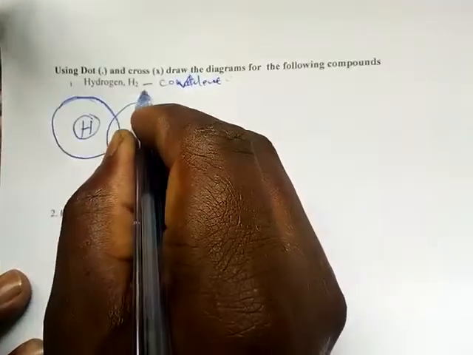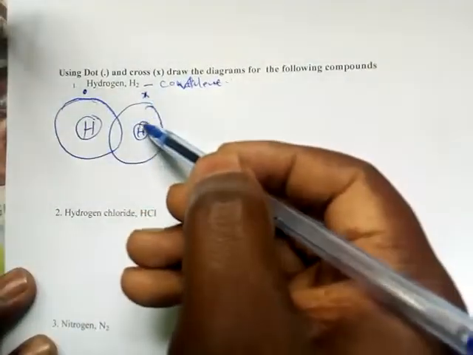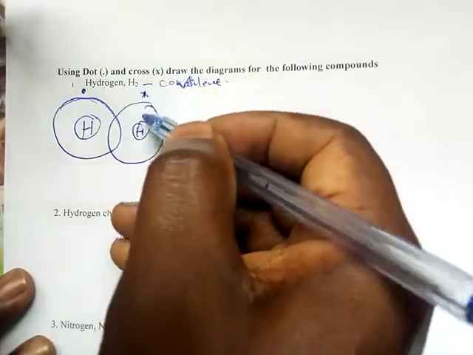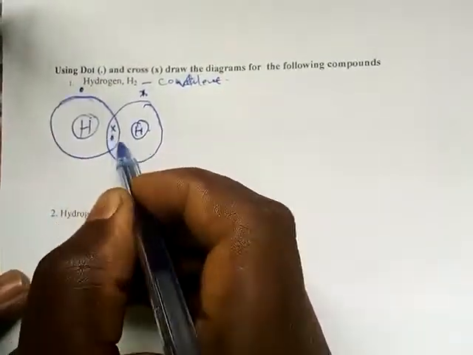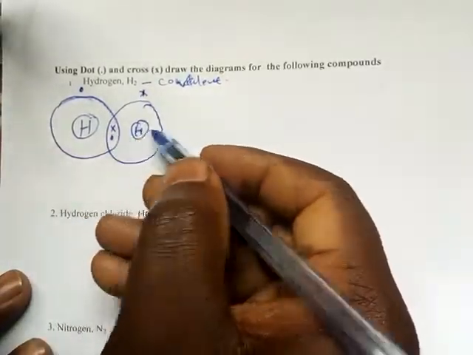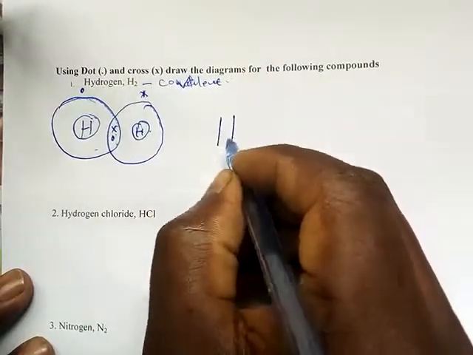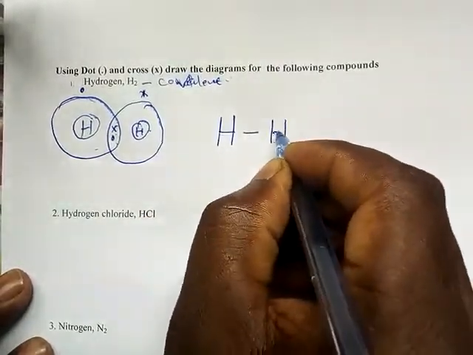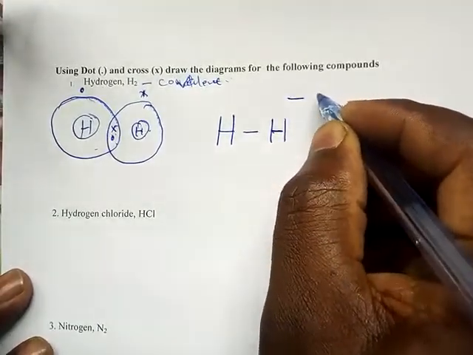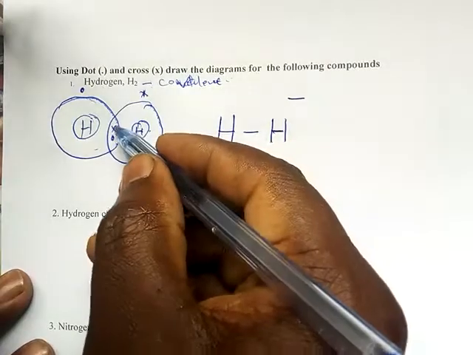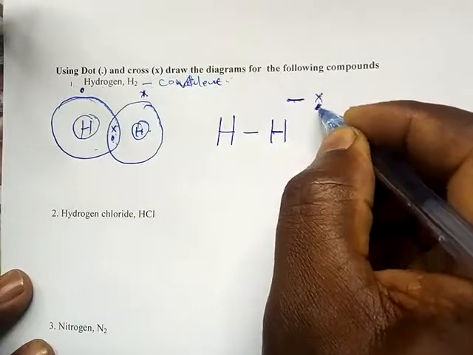Remember this one has 1 electron and this one has 1 electron. None of them is willing to give to the other one. Therefore, this atom will provide 1 electron and this one will provide another electron to be shared. Now they are stable, each with 2 electrons. This can be represented as H single bond H. A dash represents a single covalent bond, which has 2 electrons: a dot and a cross.